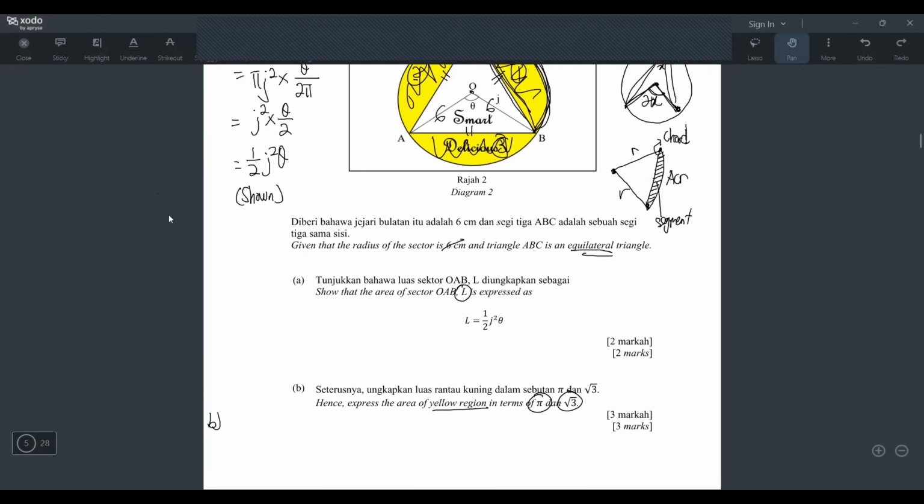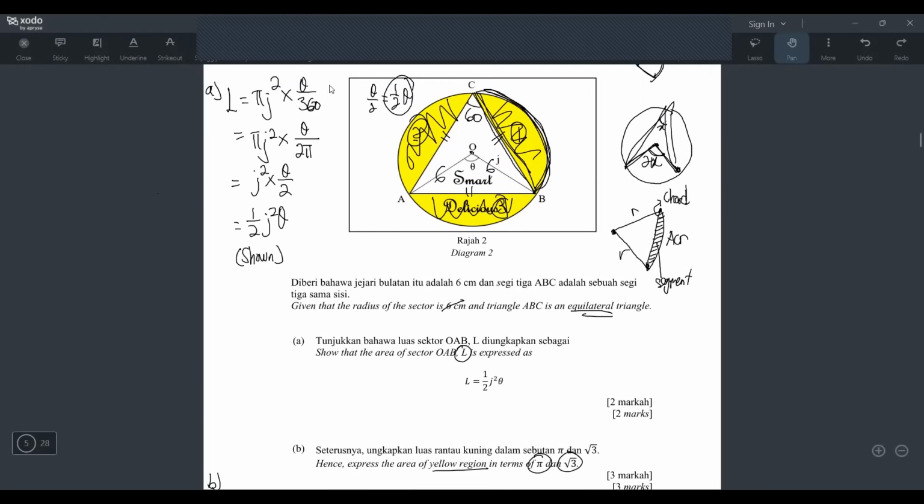3 marks. There is a formula for the area of a segment. I don't know whether you remember this formula or not. The formula for the area of a segment is 1/2 r square bracket theta minus sine theta. This theta has to be in radians. This theta has to be in degrees, right? This is the formula that I will use later.